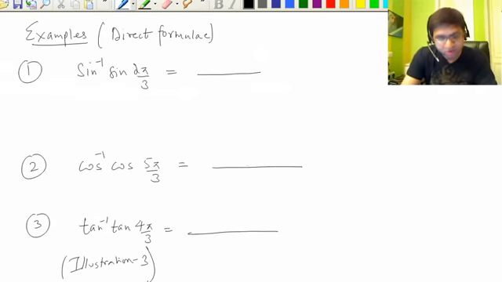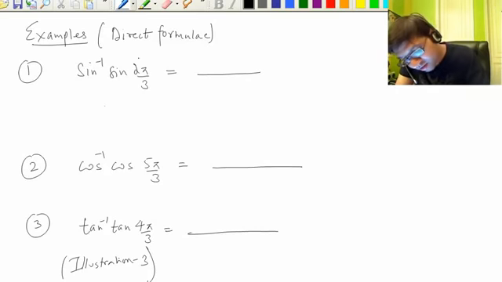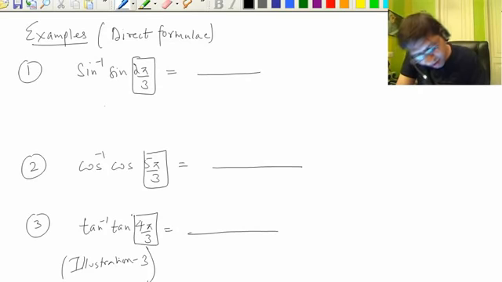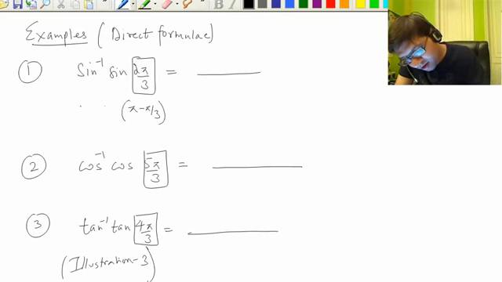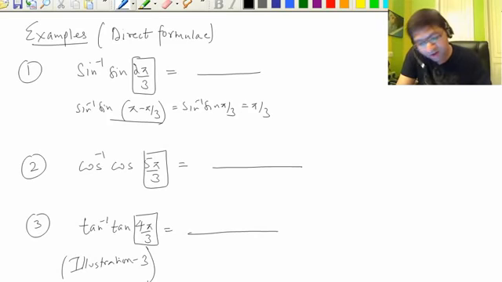Now let's see how we do these questions. I've already discussed these questions by bringing these values into principal value branches. For example, 2 pi by 3 we write as pi minus pi by 3, and to bring this into the principal value branch we apply the sin(pi minus theta) equals sin theta formula. Sin inverse sin pi by 3, and now we can cancel sin inverse with sin, equal to pi by 3. This we have already seen.